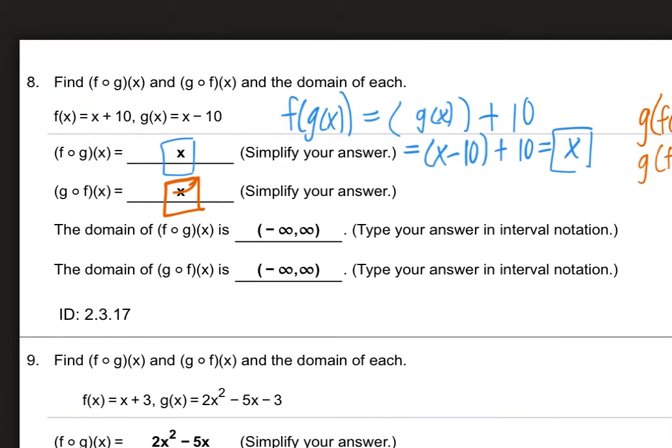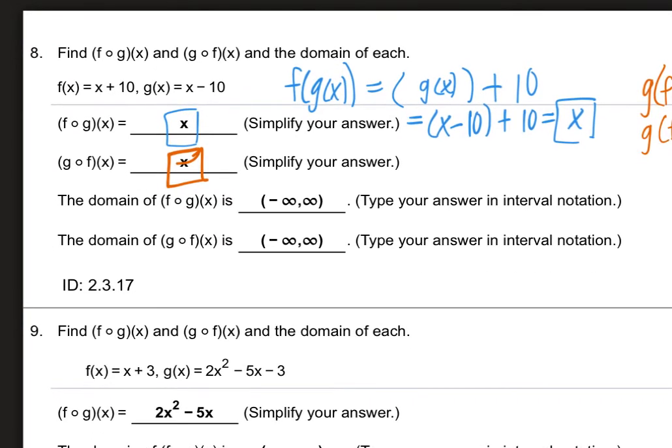And so now it asks about the domain for both f of g of x and g of f of x. The domain is all reals. It's from negative infinity to positive infinity in interval notation. That's just because it's not a rational function. It's not a fraction, and therefore it doesn't have a denominator that could end up being 0. That's when we're really worried about the domain, if there is a denominator, then we want to be sure to set that denominator not equal to 0. There's not even a denominator here, so it's just from negative infinity to positive infinity.